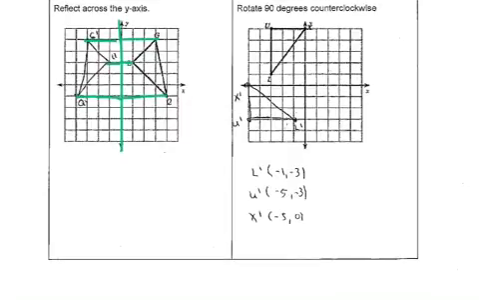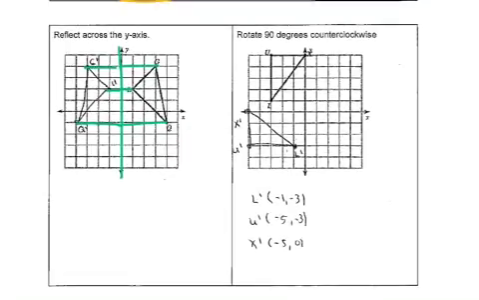For this one, it's a rotation of 90 degrees counterclockwise. So 90 degrees means 1 turn, and counterclockwise we are going to our left. So that's why we're in the next quadrant going to the left. Remember, you turn your paper once to the left, you find your new ordered pairs, which I have listed below right here, or your directions.